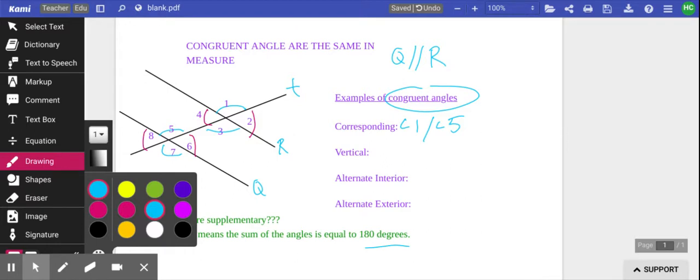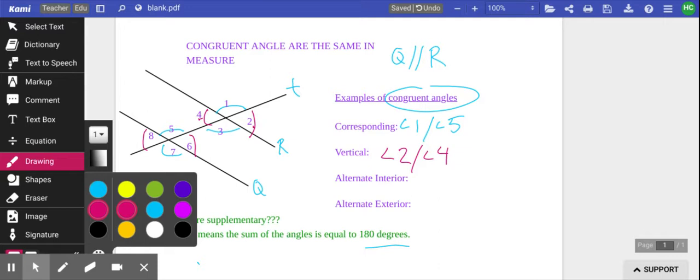Vertical angles are right across from each other to make kind of like an X, to where if you folded them on top of each other, the angles would meet. An example of this one is angle 2 and angle 4. They are right across from each other in this weird X situation. So 5 and 7 is another example, 8 and 6, 3 and 1. Those are all vertical angles.